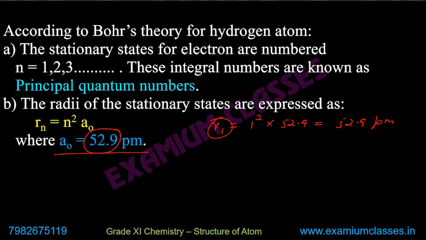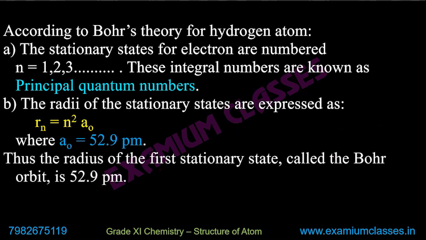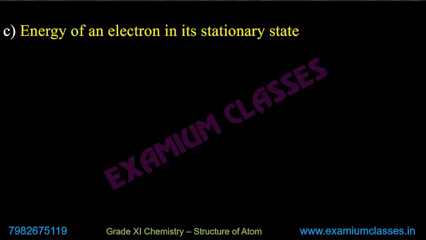Sir, what is the value of a picometer? 1 picometer? 10 to the power minus 9 meter is a nanometer. 1 picometer is 10 to the power minus 12 meters. Okay, sir. Thus, the radius of the first stationary state, meaning orbit or energy level, called the Bohr orbit, is 52.9 picometers.